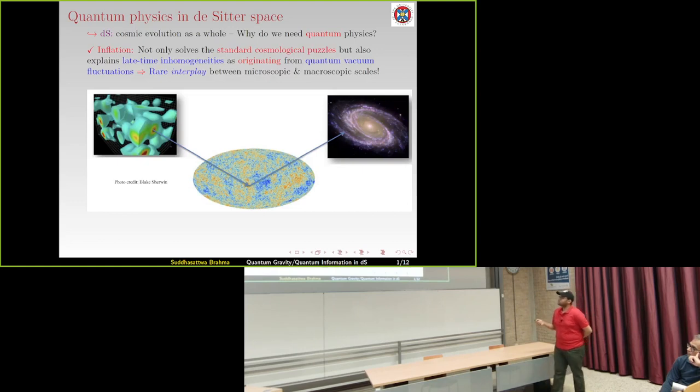Of course, a canonical example is that the mostly popular paradigm of the early universe is inflation, which not only solves, as we know, the standard cosmological problems, but makes a rather remarkable prediction: it explains late-time inhomogeneities, as we can observe them as temperature anisotropies in the CMB, as originating from quantum vacuum fluctuations. So this is a very rare test bed for testing quantum mechanics.